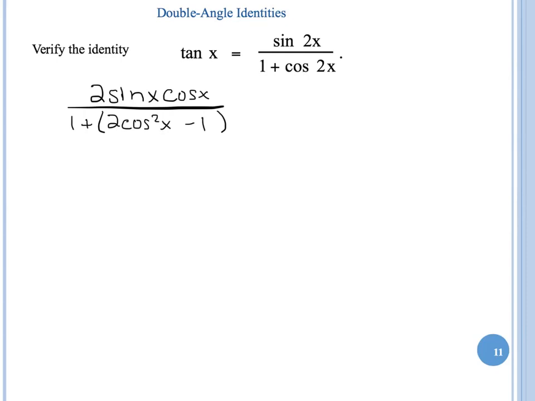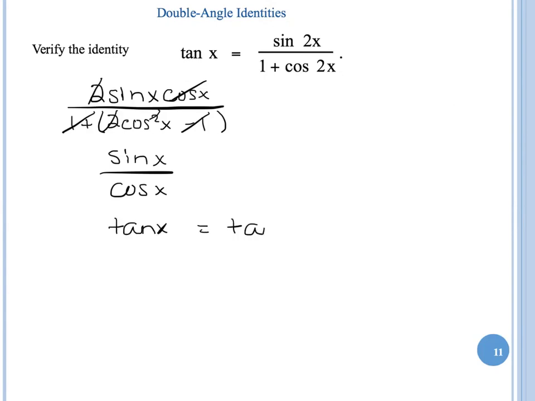And that's going to help a lot. I don't need to distribute any negatives this time. I can just take 1 plus and 1 minus. They will cancel. Then positive 2 divided by 2, and then a cosine and a cosine squared. So all I'm left with is sine over cosine, and that is a tangent equaling a tangent.